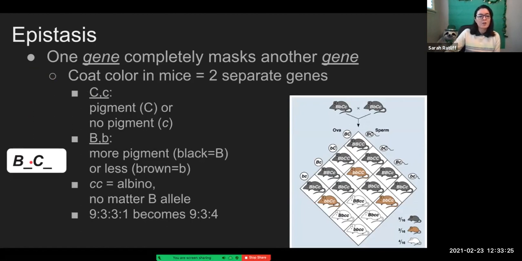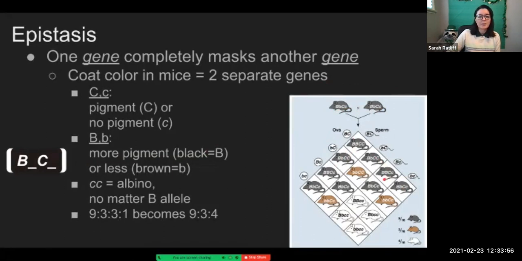Will it have pigment? Well, there is a capital C, so it doesn't matter what the second allele is. That capital C means it's dominant. It will have pigment. Great. We know it'll have pigment. Let's look at the B allele here. It is capital. It is dominant. So again, it doesn't matter what this second one is, if it's uppercase or lowercase. It's going to be black. It's going to have a lot of pigment. So would you look at that? Here we have two black mice. They're going to produce a bunch of black babies.